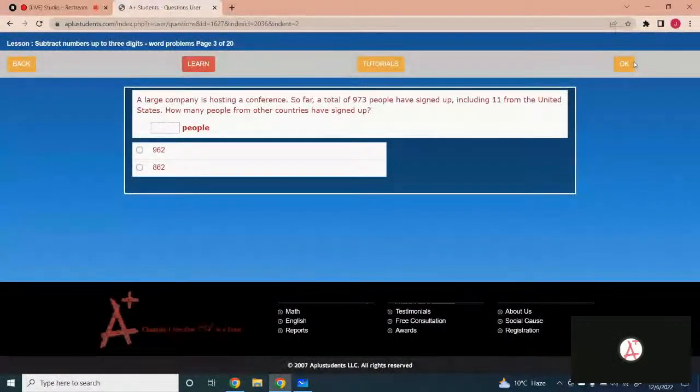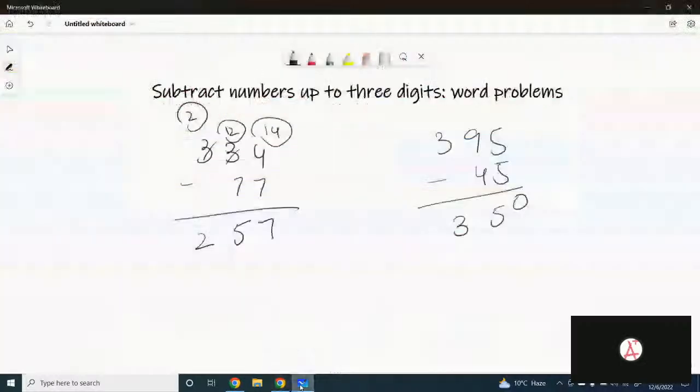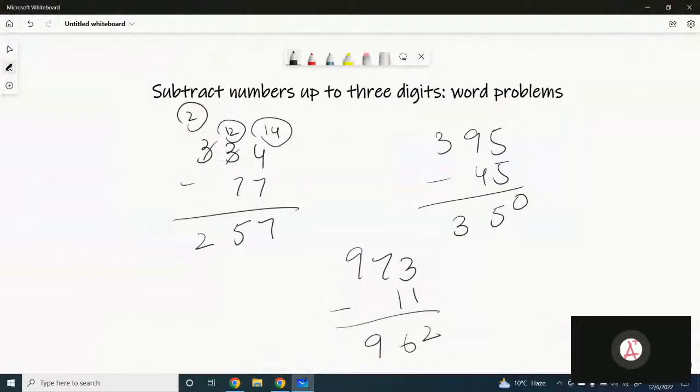Okay, a large company is hosting a conference. So far, a total of 973 people have signed up, including 11 from the United States. How many people from other countries have signed up? Right? So just 11 of them are from the United States. So just subtract 11 from 973. Got it? So it would be 973 subtract 11. Okay, 3 subtract 1 is 2. 7 subtract 1 is 6, and you have 9, so it would be 962. Got it?